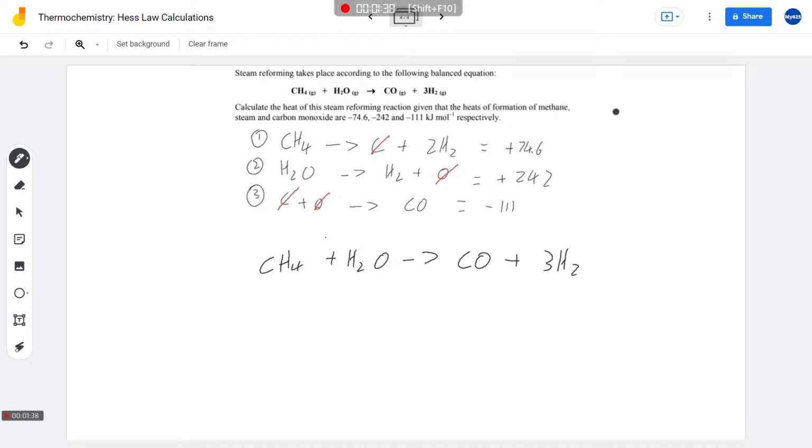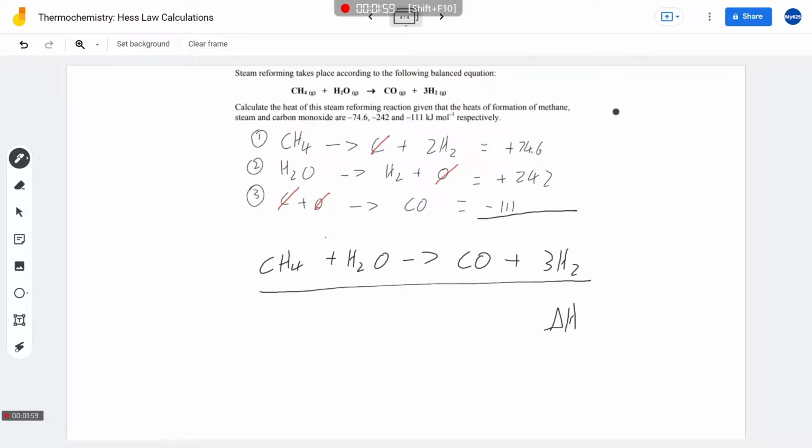And, okay, what did I say? When we add those all together, we should get the equation that we were looking for. Did we get that? CH4 plus H2O to carbon monoxide and 3H2. Indeed, we did. So that's perfect. And so if we did those steps correctly to get this, we should know that all these heat changes together should also give us the overall heat change for this reaction.